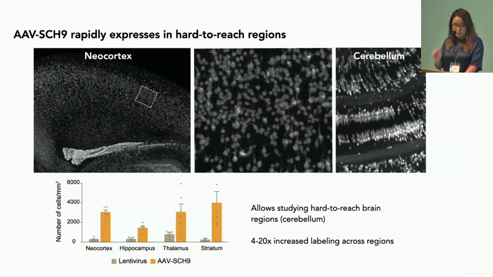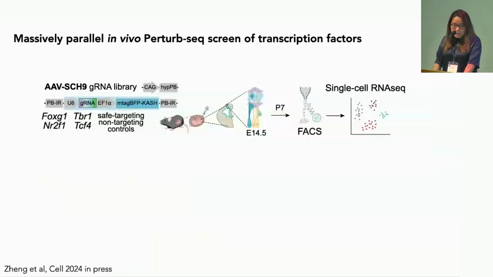Now AAV can reach. So integrating this AAV-SH9, the fast onset AAV system, in conjunction with another tool that I'm not going to talk about today, which is a transposase system to further boost the transgene expression from AAV, Xin He conducted this in vivo Perturb-seq screen.